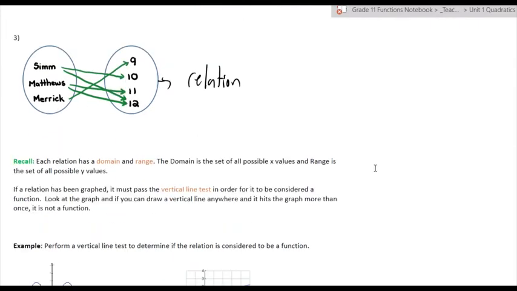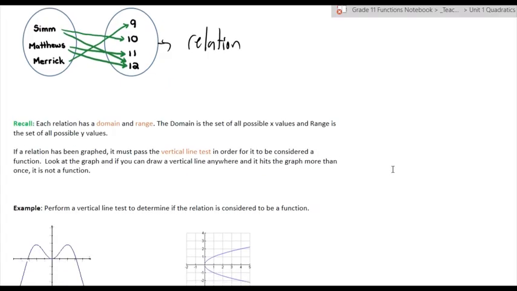So recall that each relation does have a domain and range. The domain is the set of all possible x values, and a range is the set of all possible y values. Now, if a relation has been graphed, we can actually perform something called a vertical line test. A graphed relation must pass this vertical line test in order for it to be considered a function. If you can draw a vertical line anywhere and it hits the graph more than once, it is not a function.